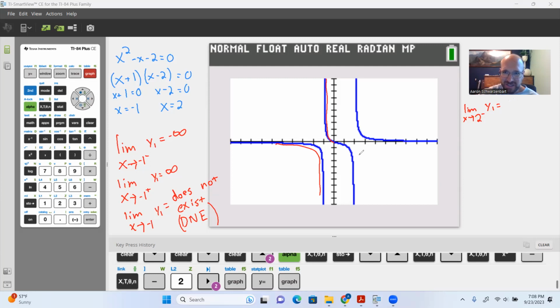This one, as I come at 2 from the left side now, as I'm drawing it in, that's going down to -infinity. As I come at 2 from the right side, I'm looking at where is my y going. Limits are about where does y go as x gets closer and closer to this value here of 2. From the right side, y is going to infinity.